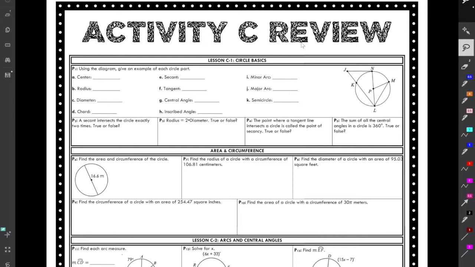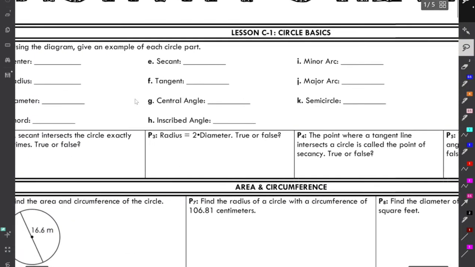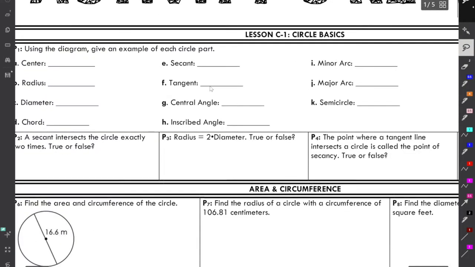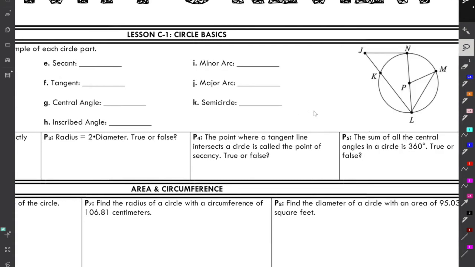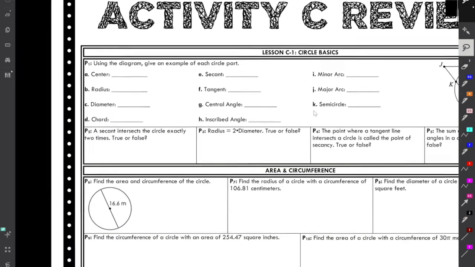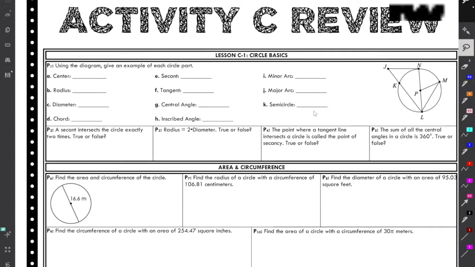They are split up by section, okay, and by topic. So number one, P1, the first 5 problems deal with lesson C-1, which was on the circle basics. Okay, so number 1, using the diagram, give an example of each circle part.